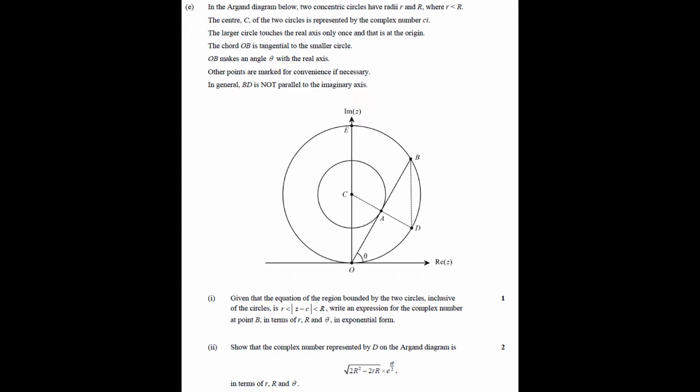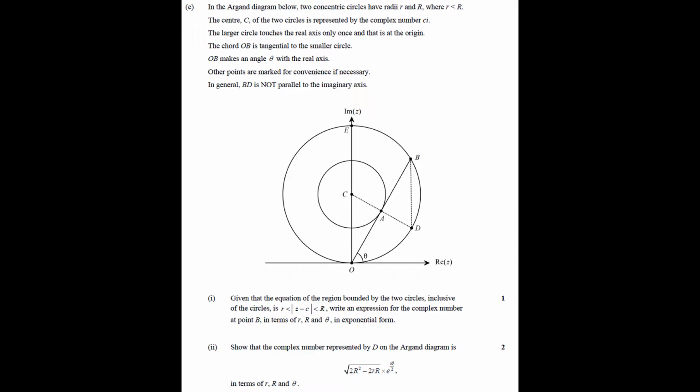and we're told that the lowercase r is less than the uppercase r. The center C of the two circles is represented by the complex number Ci. The largest circle touches the real axis only once, and that is at the origin. The chord OB is tangential to the smaller circle. OB makes an angle theta with the real axis.